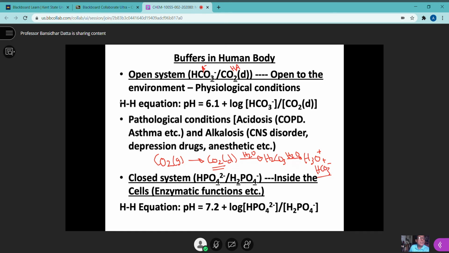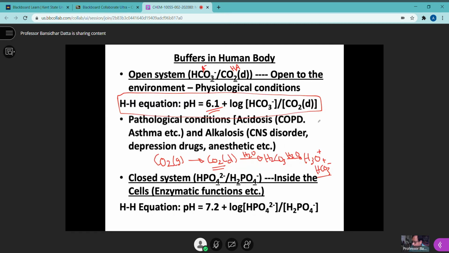So you can derive the Henderson-Hasselbalch equation for this dissociation, because you already know A minus and HA. pH equals, that's the pK you have to remember, because it came from all those things. I'm not going to derive the equation again, it's a long derivation. pK is 6.1 plus log of concentration of bicarbonate divided by concentration of carbon dioxide. All right. Now, is it a good buffer or not a good buffer? Excellent buffer or not a buffer?